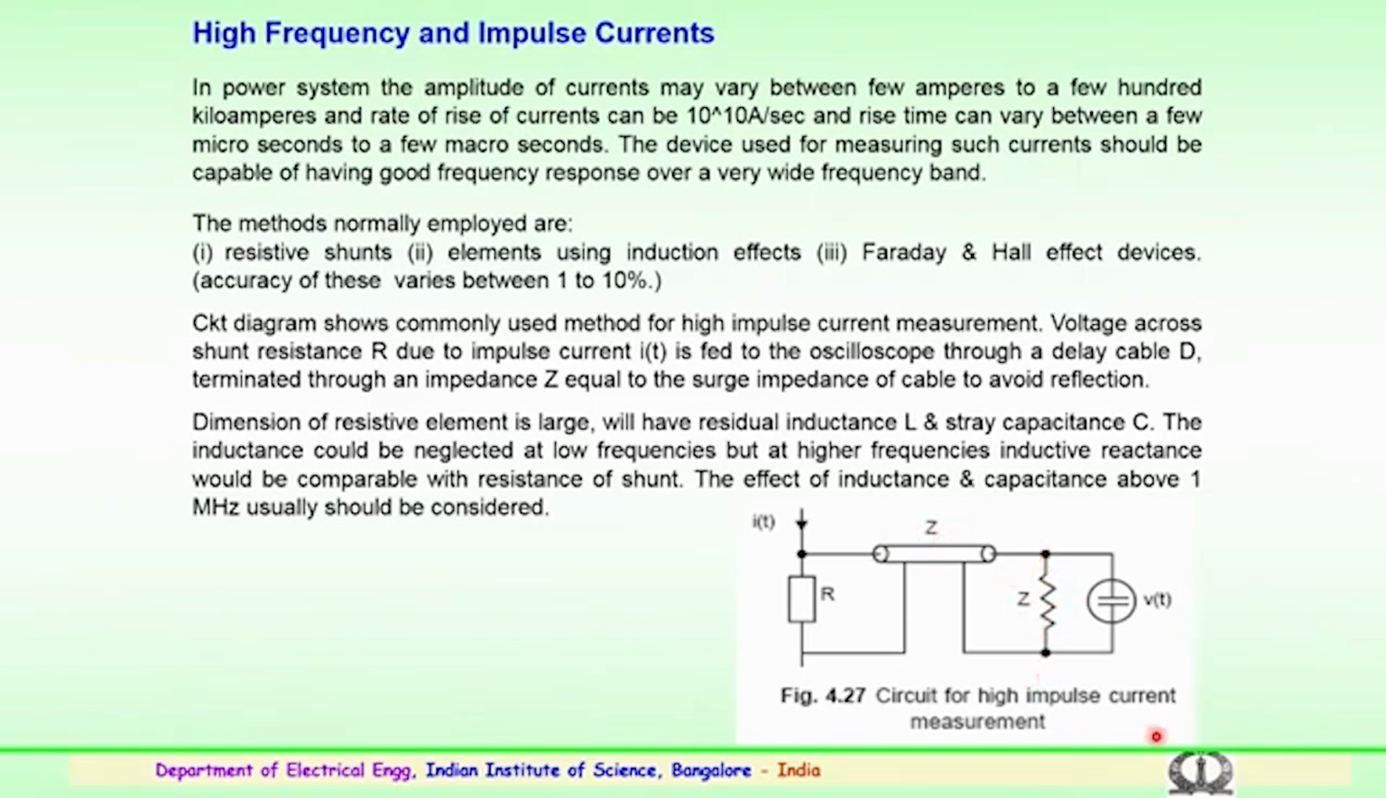Very important: the dimension of this resistive element is large, so we will have a residual inductance and a stray capacitance. This inductance could be neglected at low frequencies, but at higher frequencies the inductive reactance would be comparable with the resistance of the shunt. So, the effect of inductance and capacitance above 1 megahertz usually should be considered.